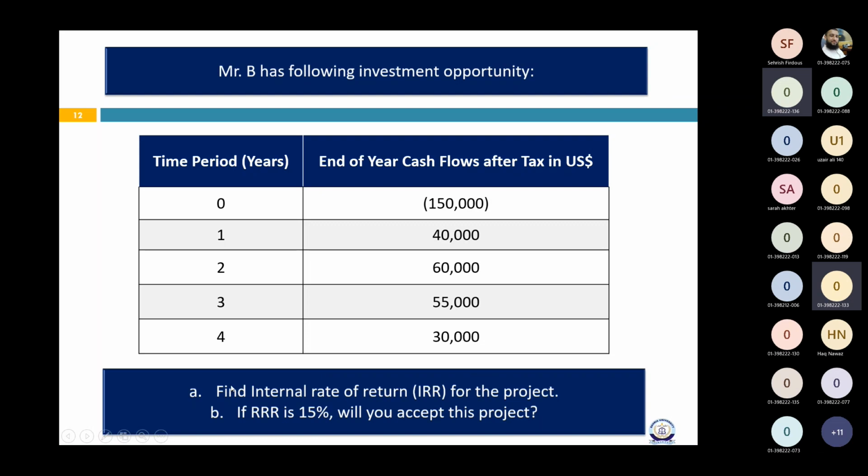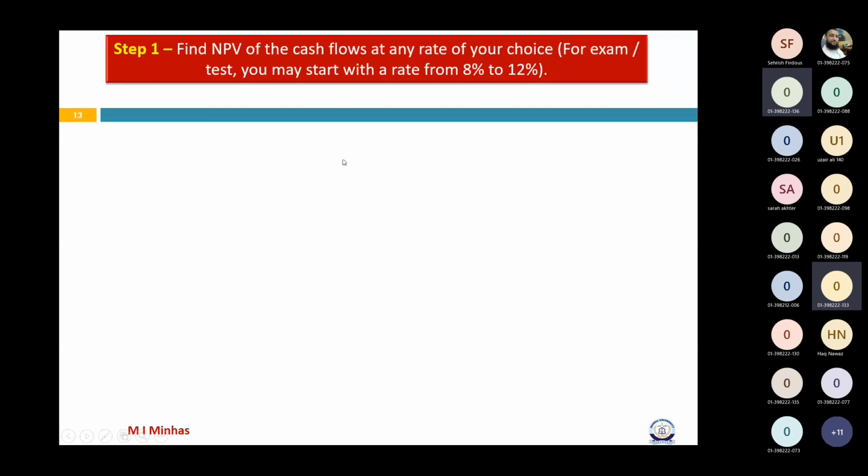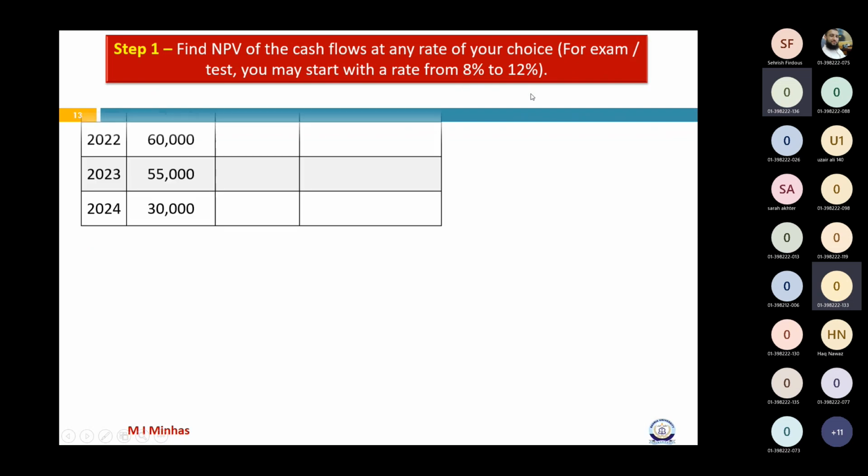This is part one of the question. Part two says that if the required rate of return is 15%, will you accept the project? In this case, the first step is to find the NPV of cash flows at any rate of your choice. In the exam, I would mention specifically that you start your calculations at a particular rate, but for now you can take any rate between 8 to 12%.